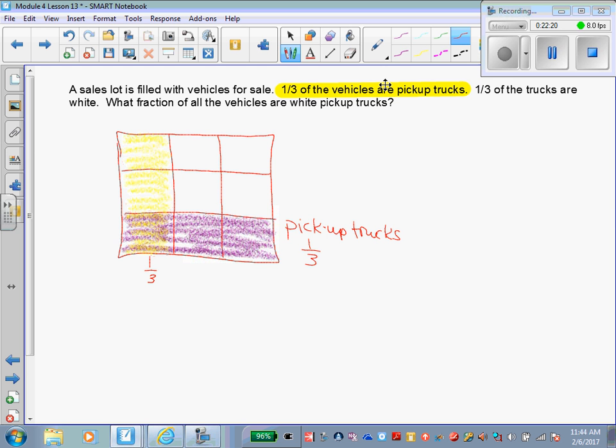What fraction are white pickup trucks? Brandy? No, we're dealing only with the purple are the pickup trucks, the yellow are the white. So what are white pickup trucks? 1/9. Some of you have one box that is both yellow and pink. Right, we're looking for the box that has both yellow and purple, or yellow and pink, whatever you see with your eyes. And so we have 1/9. 1 is shaded in out of 1, 2, 3, 4, 5, 6, 7, 8, 9.